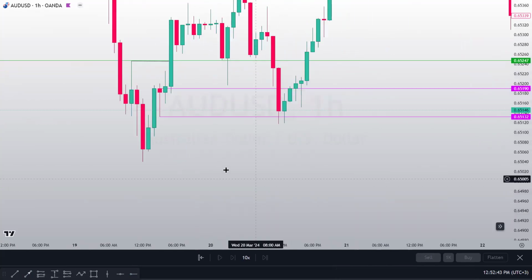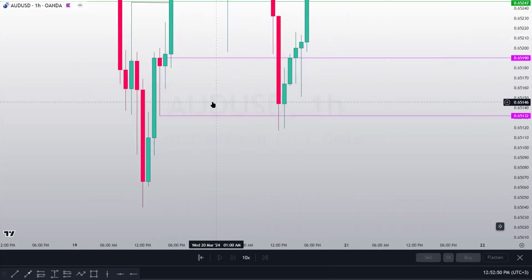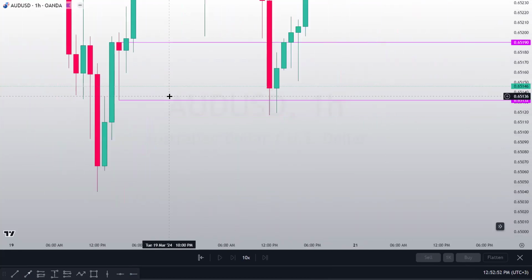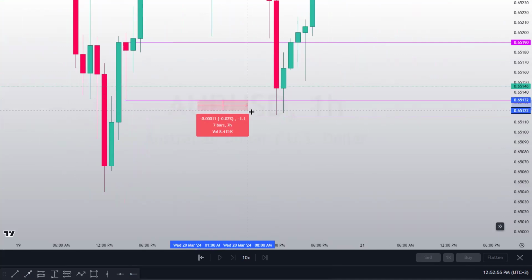So based on refinement, you would have taken your entry, and your stop loss would have been 1 or 2 pips below the furthermost deviation. I usually recommend this to a lot of students because, as you know, the market is very, very uncertain, as you can see here.